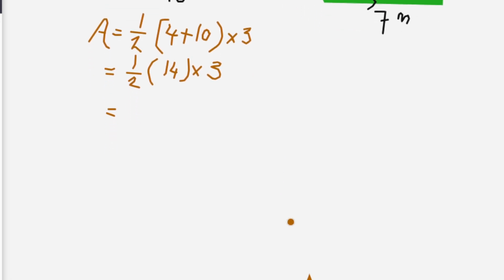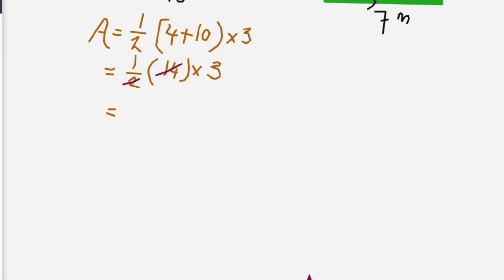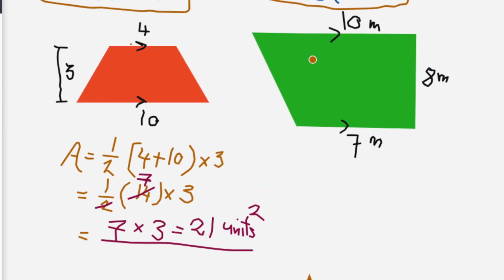Now, what's half times 14? Half times 14 is just 7, because it's half of 14. So it's going to be 7 times 3, which is 21. There are no units, so you write units squared. The area is always units squared. Now let's look at the second example here.